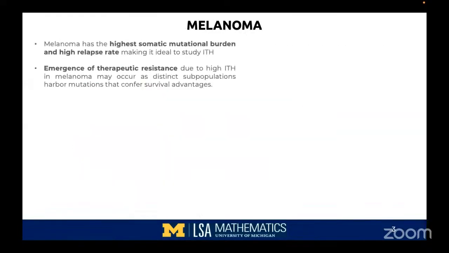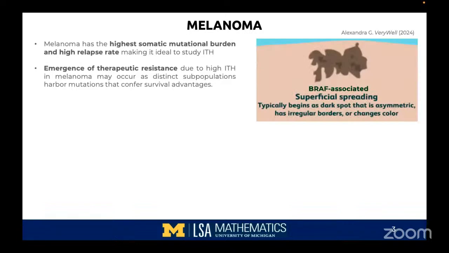And we're looking at melanoma. We're looking at melanoma because of its high somatic mutational burden, and also because it has a really high relapse rate when it comes to treatments, which is associated with the existence of certain resistant subclones. In particular, we're looking at the most common type of melanoma, which is a slow-growing, superficially spreading melanoma.